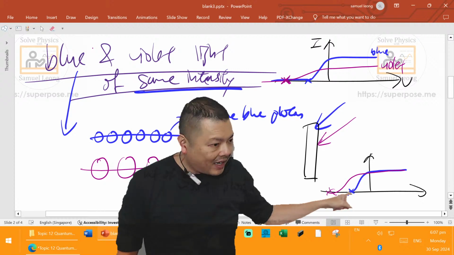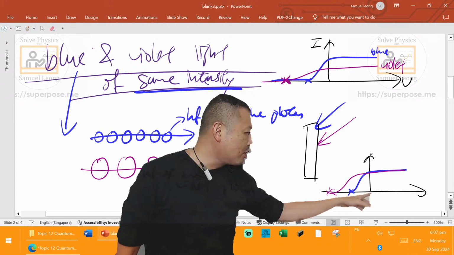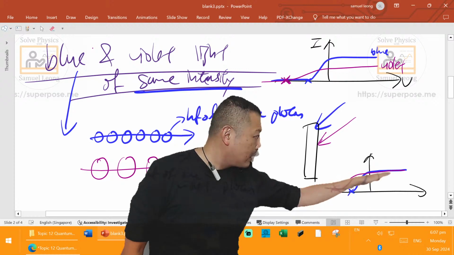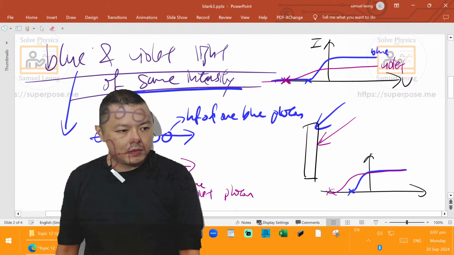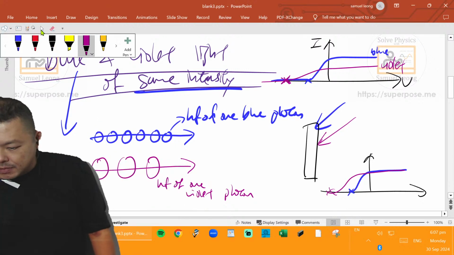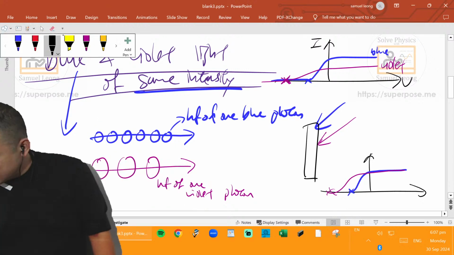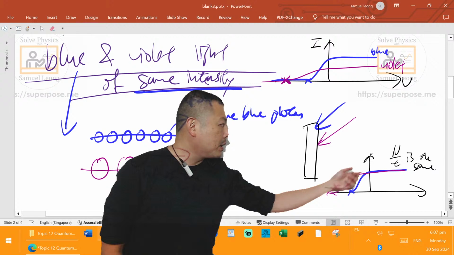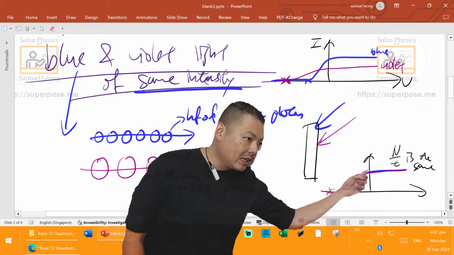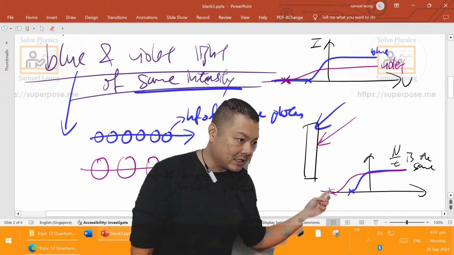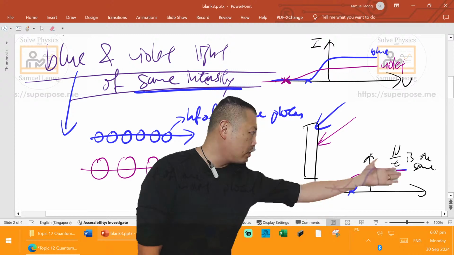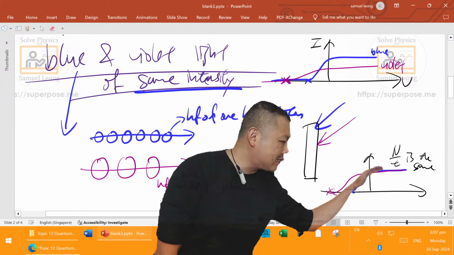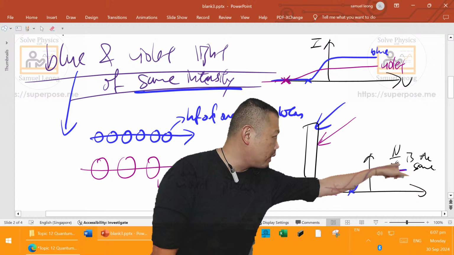You're not wrong, but it just means the rate of photons is the same. The N over T is the same for both in this graph. But you're right, because if you have the same N over T, then that means violet has a greater intensity. That's not wrong. But the fact that the lines taper off together means that they have the same rate of photons.